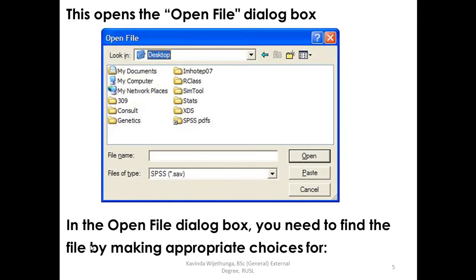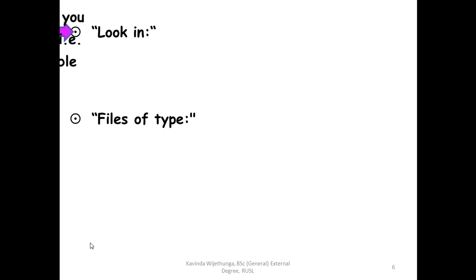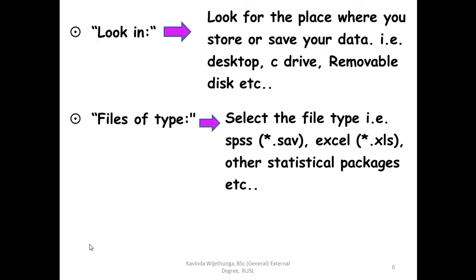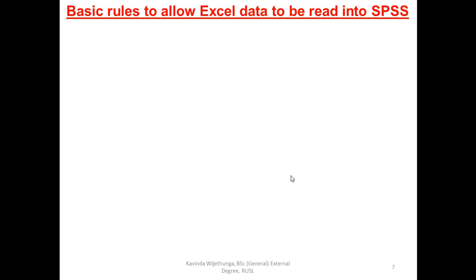This opens the open file box. You know how to open the files. You can go to the location and then you can open this, right? Yeah, the file types are Excel, SAV, so you know these things. Then you can import the file from your location to the SPSS.